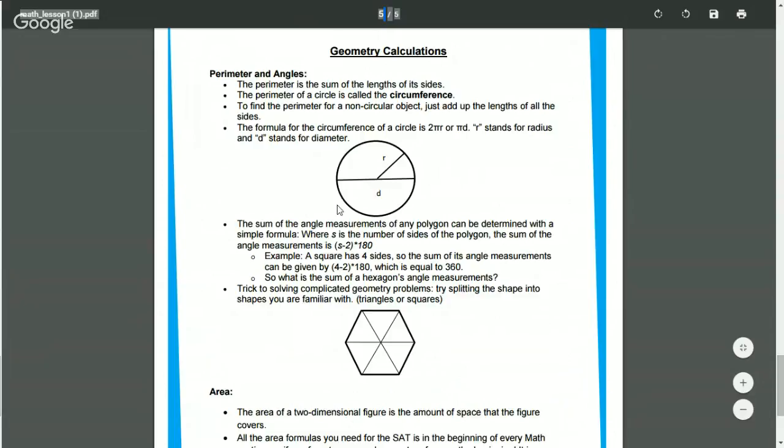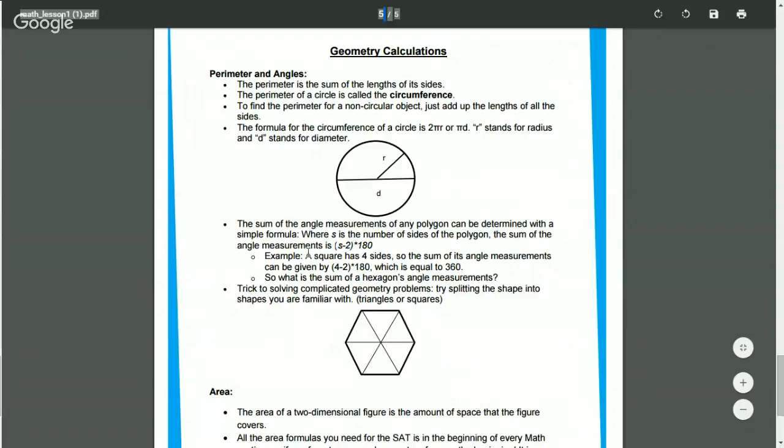The sum of the angle measurements of any polygon can be determined with a simple formula, where s is the number of sides. The sum of the angle measurements is s minus 2 times 180. So s is the number of side lengths in a polygon, and we always subtract 2 and then multiply by 180.